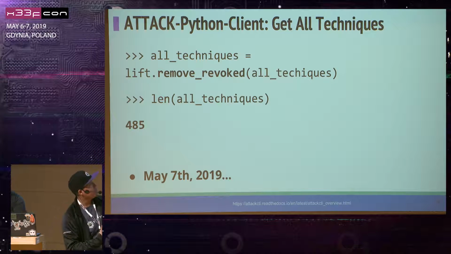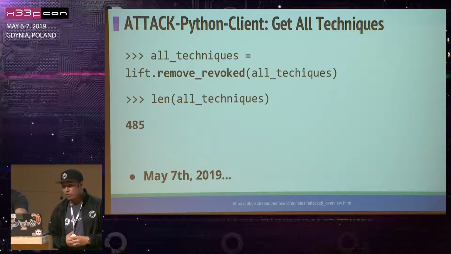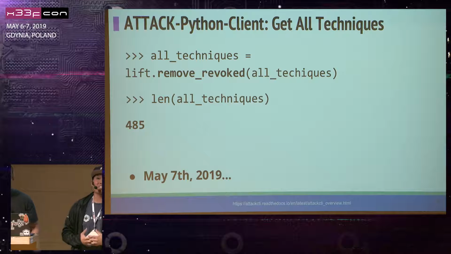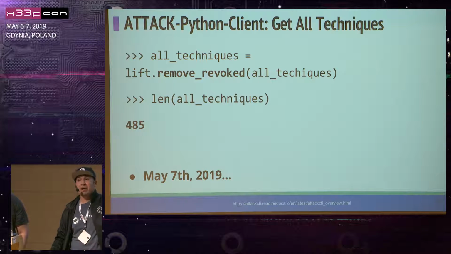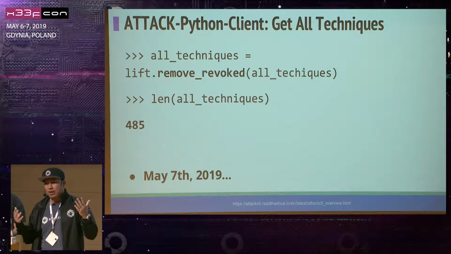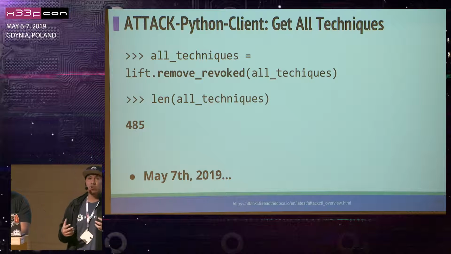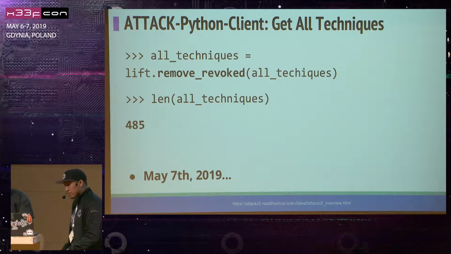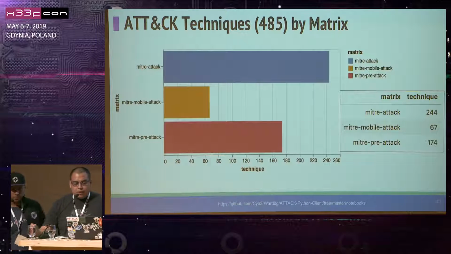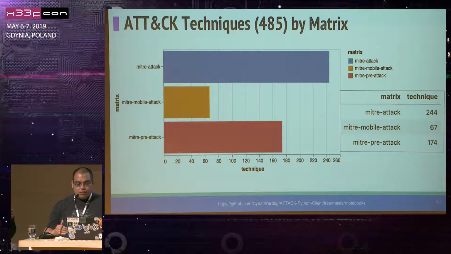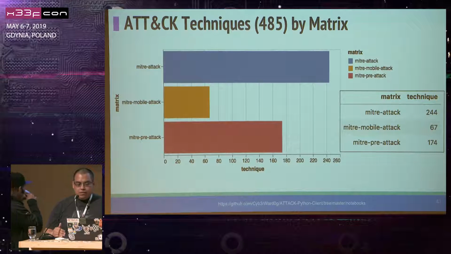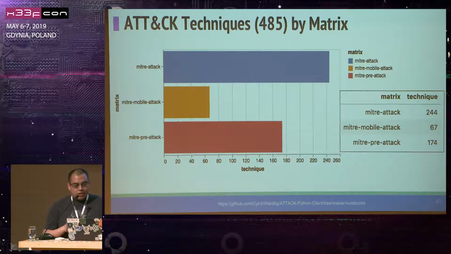So you can just use another method called remove revoked, and you can get pretty much all the techniques that are available in the MITRE ATT&CK framework. You can play with those and start understanding the data sources behind each technique, which is my main goal. The MITRE ATT&CK team distributes these 485 techniques in three matrices: the enterprise, the mobile, and the pre-attack matrix. These are the latest numbers we have after applying our library.